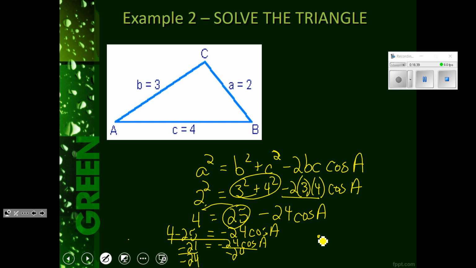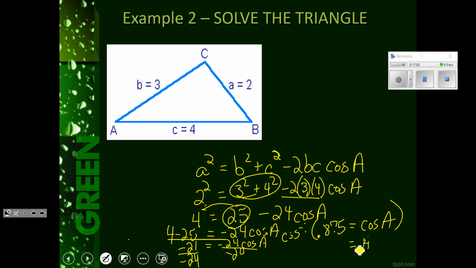0.21 divided by 24 is 0.875. And again, don't round that to 0.9, because if you round right now, what's that going to do to your answer? It's going to mess it up. So now take the inverse cosine, and what does A come out to equal?